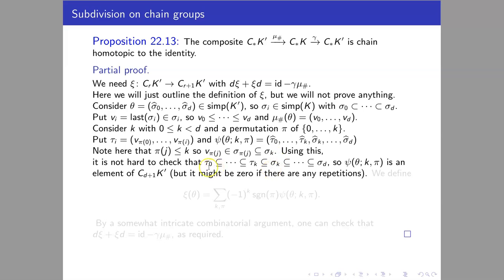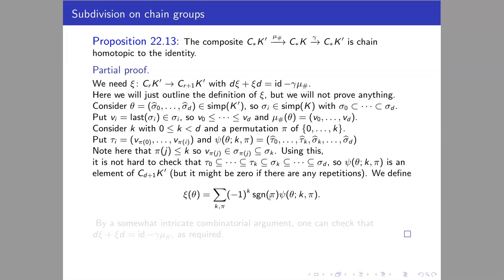Right? Tau k is v pi 0 up to v pi k, and all those guys lie in sigma k. And then also it's kind of clear from the definitions, we're just throwing in an extra vertex each time. Tau 0 is contained in tau 1, contained all the way up to tau k, and then tau k, as we said, is contained in sigma k, and then the sigmas were nested as we saw up here, so this is contained in sigma k nested up to sigma d. So this means that this list here is a nested list of simplices. So if we take their barycenters, then that counts as a simplex of K prime, unless there are any repetitions, in which case we just get 0.